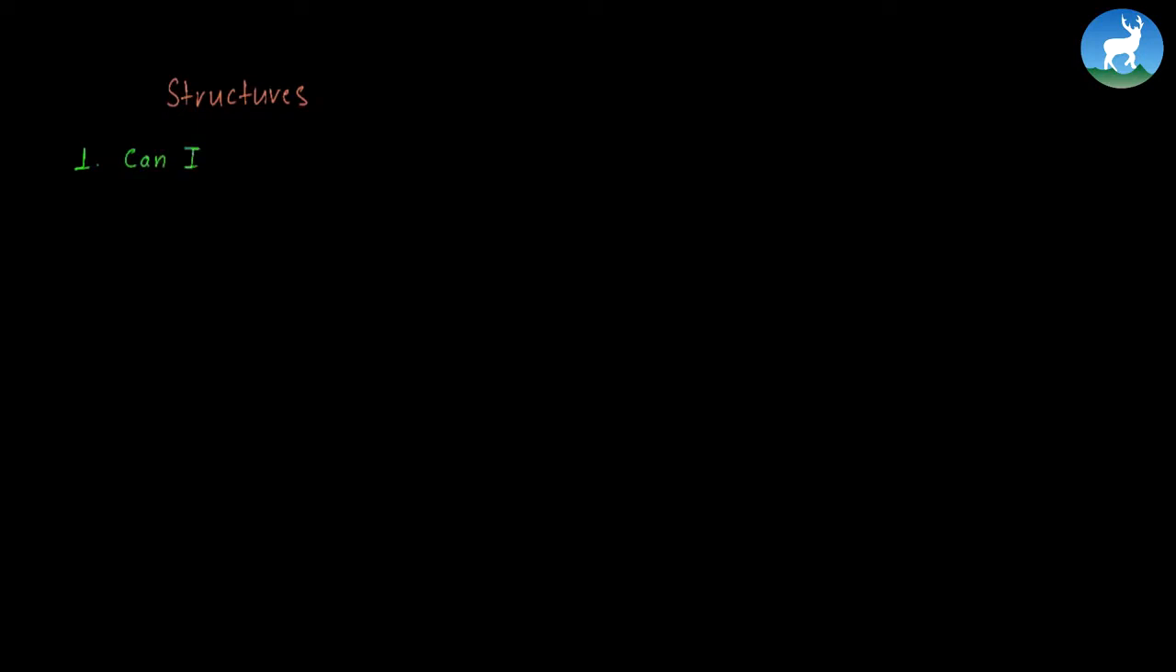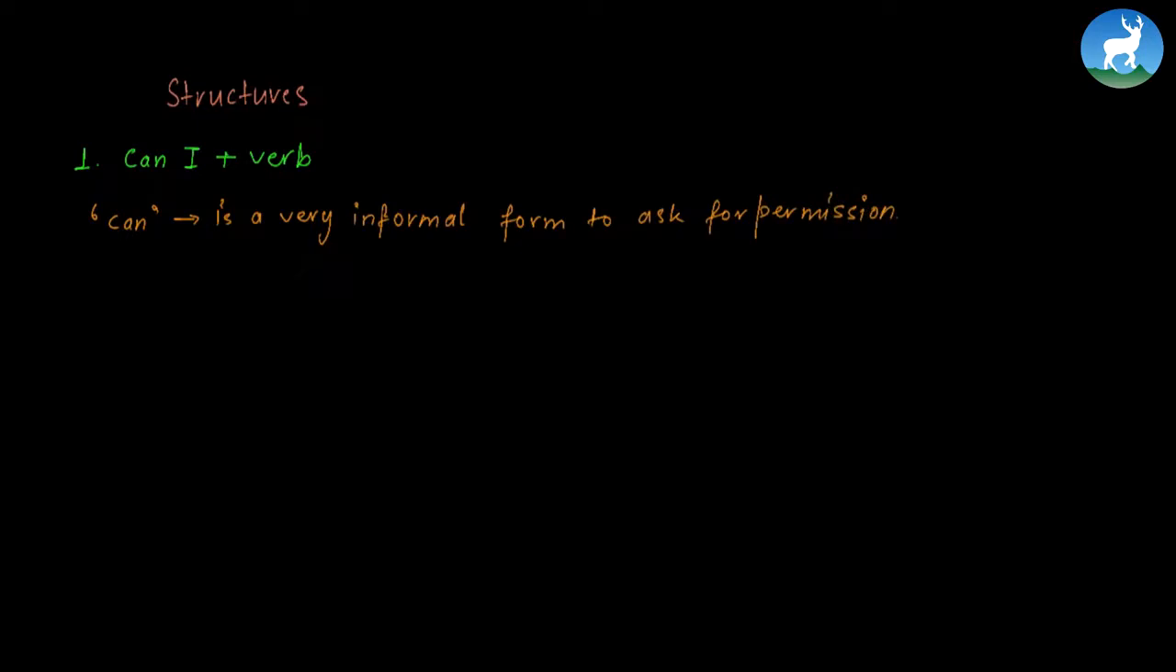That's can, I, plus verb. We basically use the word can to ask for permission in an informal way. So this is a very informal form to ask for permission. Can is used to ask permission to do something. So let me note that for you as well. Can is usually in use to ask for permission to do something.